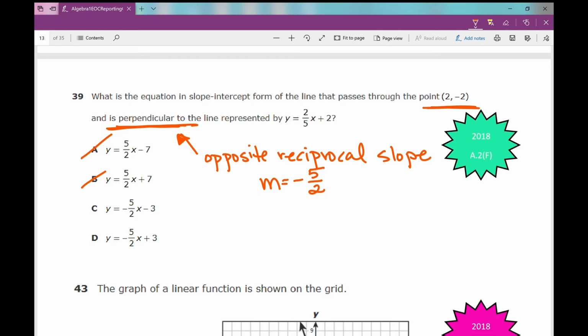Test-taking strategy at this point. I've got 2 answer choices. Plug them into y equals and see which one contains this point. Which one is it? D. As a matter of fact, if you want to pause the video now, plug this equation into y1, second graph, look at your table of values, you'll see (2, -2).